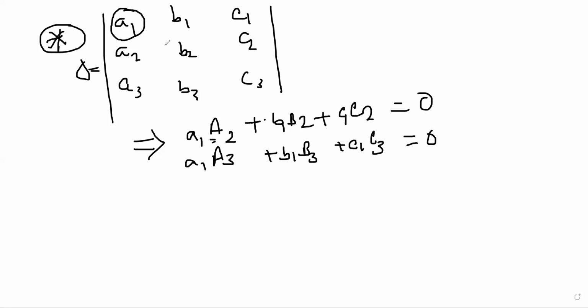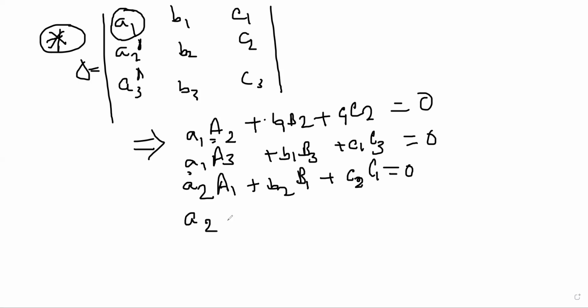Okay, so next if you take the first two rows, the sum of the products will also be 0. In the same way, if you take the second row and third row, a2 a3 plus b2 b3 plus c2 c3, this will also be 0. In the same way, you can write for the other rows as well.